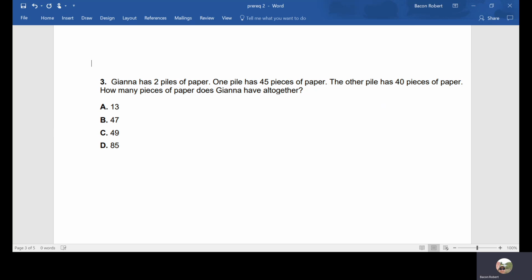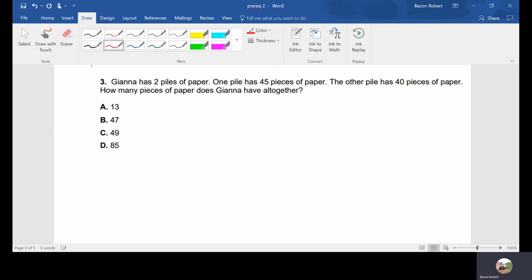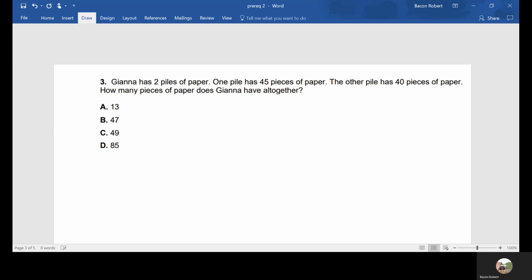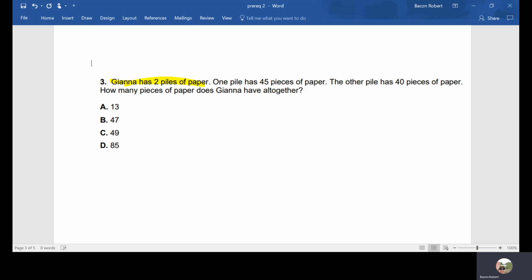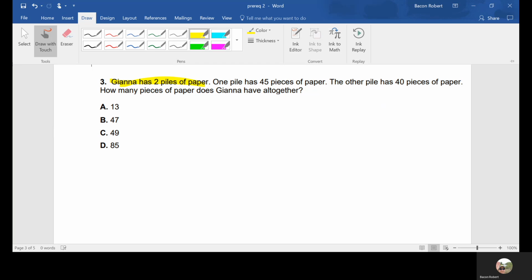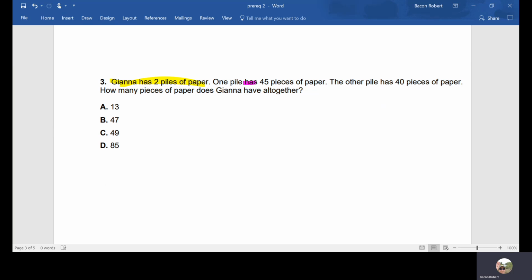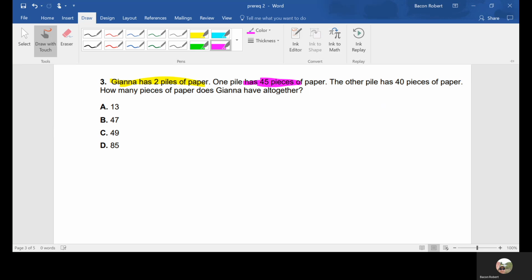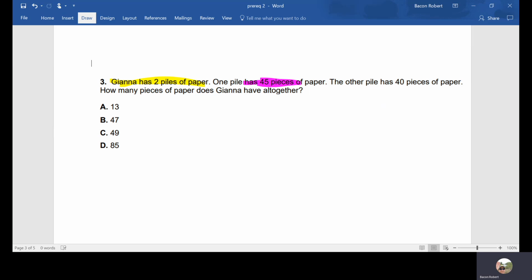Gianna has 2 piles of paper. One pile has 45 sheets of paper. The other pile has 40 sheets of paper. How many pieces of paper does Gianna have altogether? So what do we know? We know she has 2 piles of paper. Pile 1 has 45 pieces of paper. Pile 2 has 40.